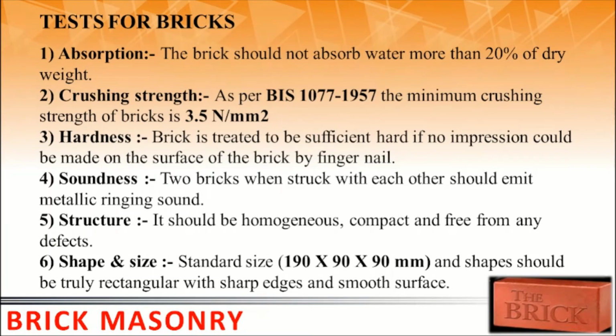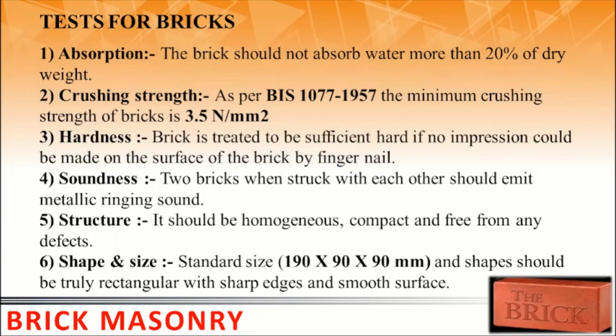The tests for brick. First is the absorption. The brick should not absorb water more than 20% of dry weight. The crushing strength. As per IS 1077 of 1957, the minimum crushing strength of a brick is 3.5 Newton per meter square. Hardness. Brick is treated to be sufficiently hard if no impression could be made on the surface of the brick by fingernail.